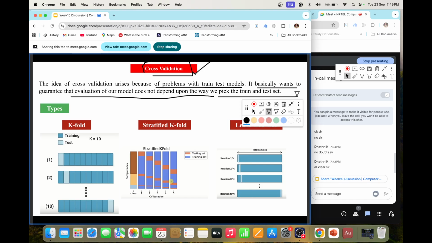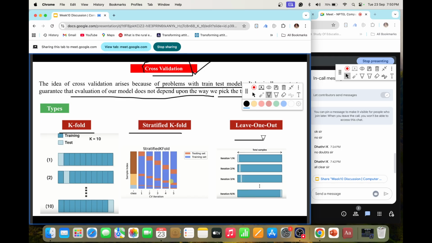For example, if we pick the first 90% data as training data, and the last 10% data as test data, it can happen that for that first 90% training data, the training won't happen great, because that data does not have all the cases that will be tested in the test data. So that is a problem. For that, we have this cross validation technique. Now cross validation can take many types, like K-fold, stratified K-fold, or leave one out.